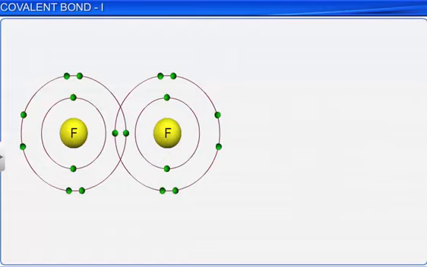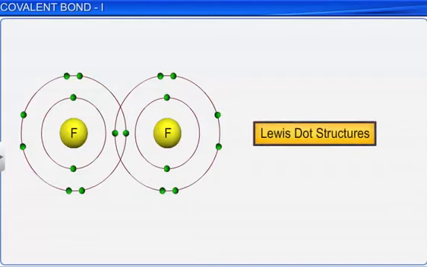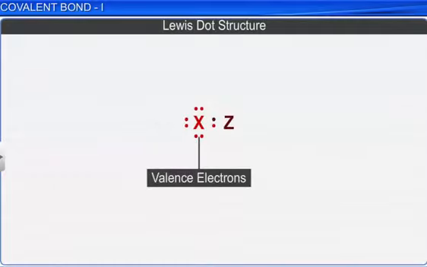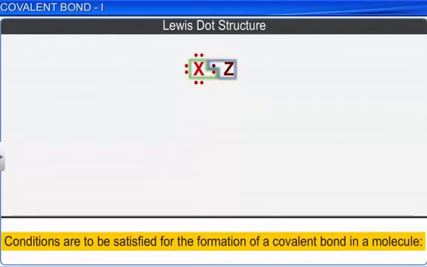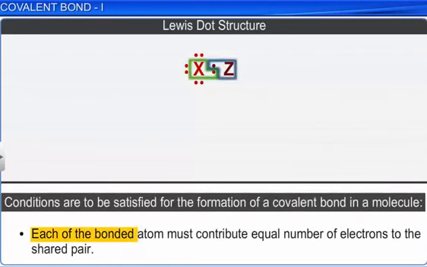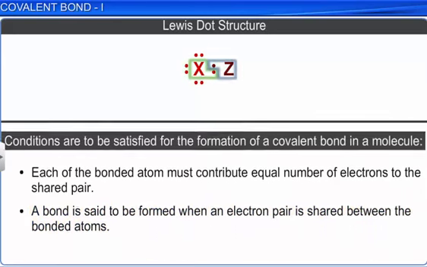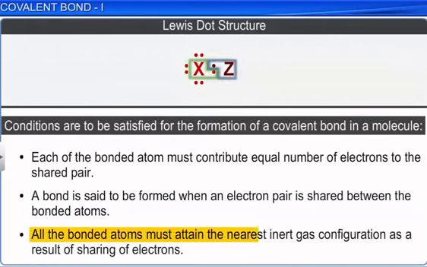The formation of covalent molecules can be understood from the Lewis dot structures. In the Lewis dot structures, the valence electrons of all the bonded atoms of a molecule are represented by dots. The following conditions are to be satisfied for the formation of a covalent bond in a molecule. Each of the bonded atoms must contribute an equal number of electrons to the shared pair. A bond is said to be formed when an electron pair is shared between the bonded atoms. All the bonded atoms must attain the nearest inert gas configuration as a result of sharing of electrons.